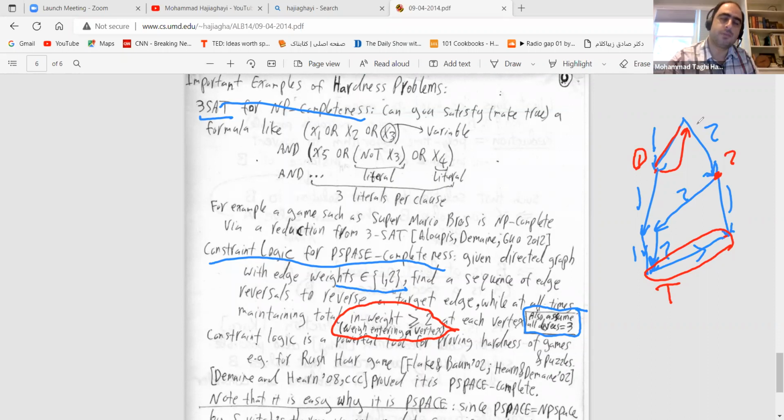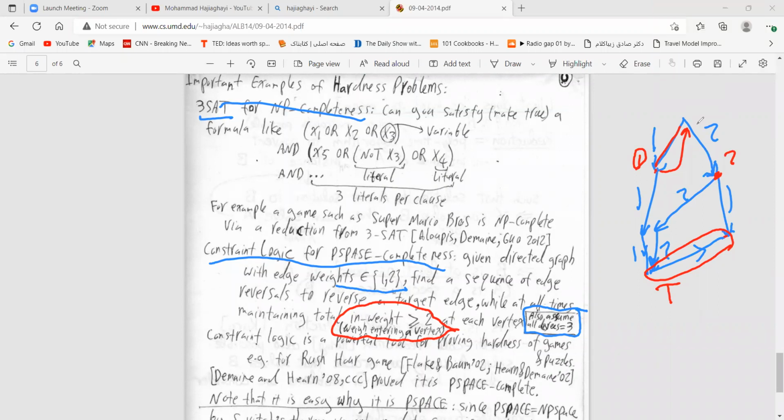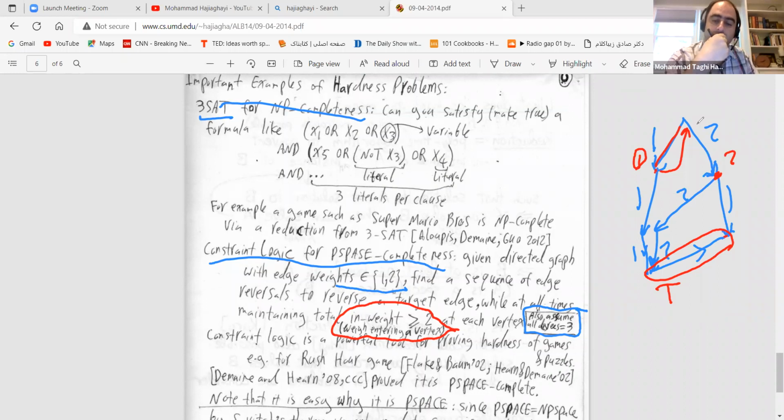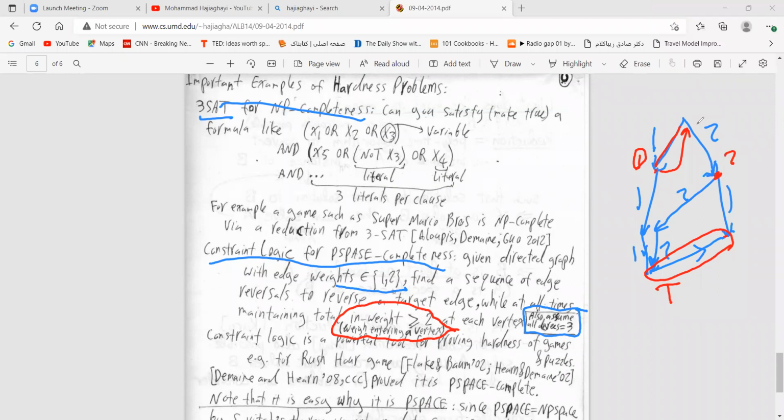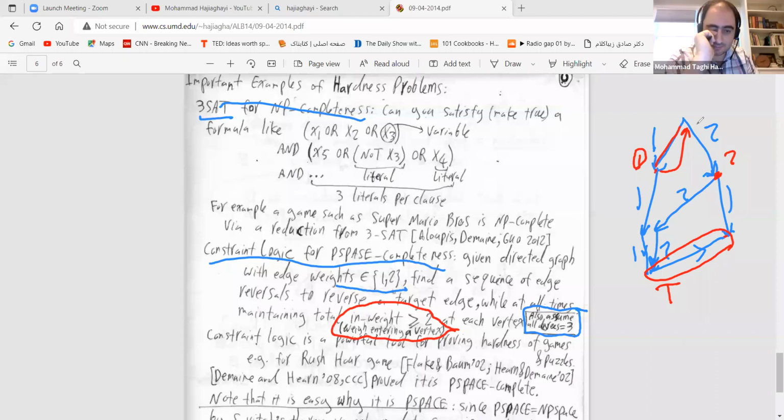And you need to keep this property all the time, and you can reverse the edges as long as you want, such that a target edge is reversed. So this problem is called Constraint Logic, and it is PSPACE-complete. This is a very powerful tool for proving hardness of games and puzzles, that they are PSPACE-complete.